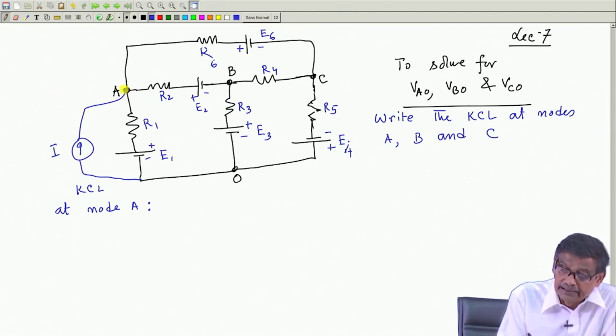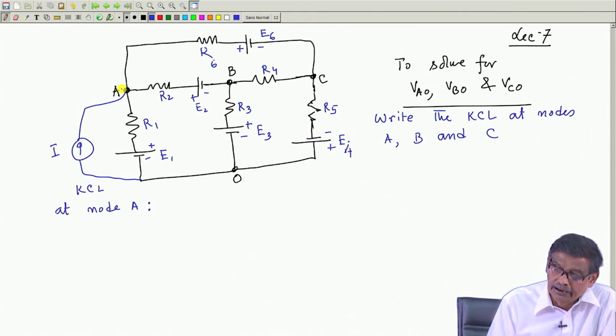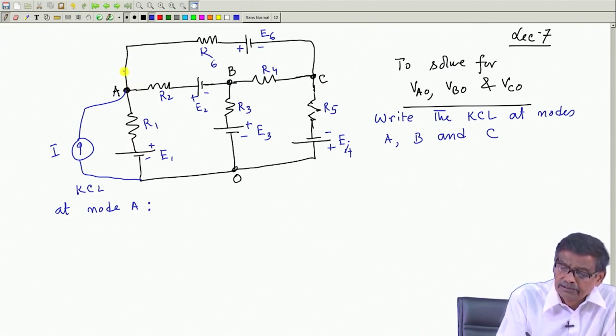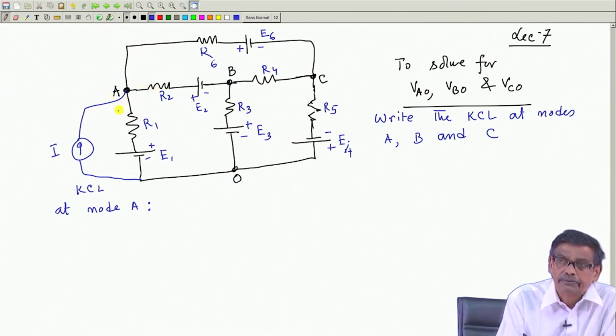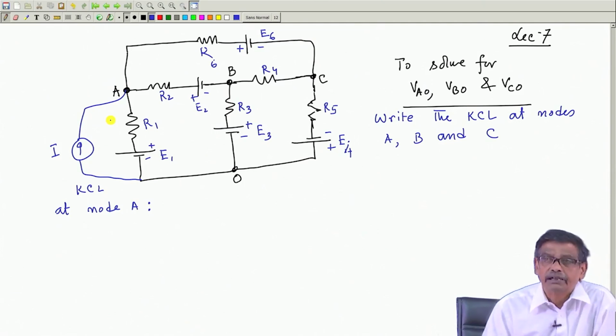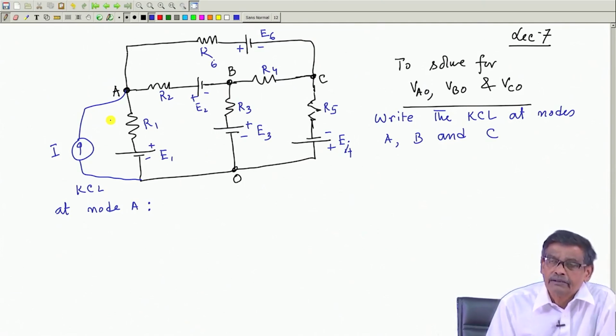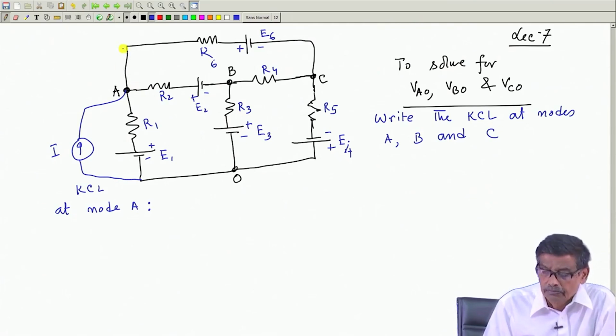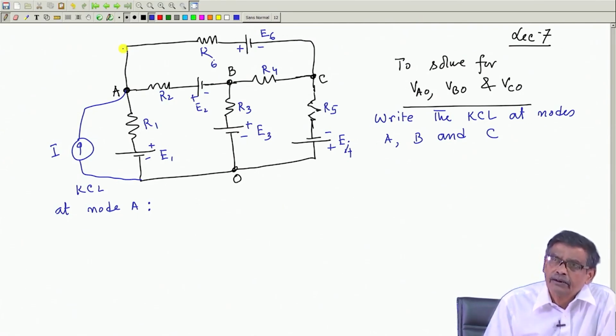Now, at node A, when I apply KCL, I will always calculate currents flowing away from node A: in this branch this way, in this branch this way, in this branch this way, and in this branch this way. The sum of all the currents will then become 0. That is the whole idea. Of course, all currents I will calculate away from the node. Rest assured that when you get the numerical values, some of them will become negative, indicating they are really coming into the node.